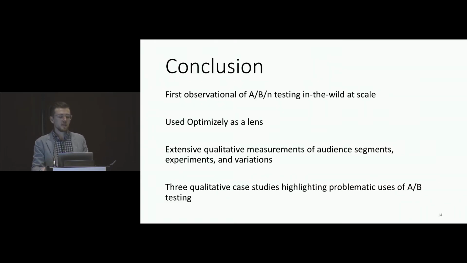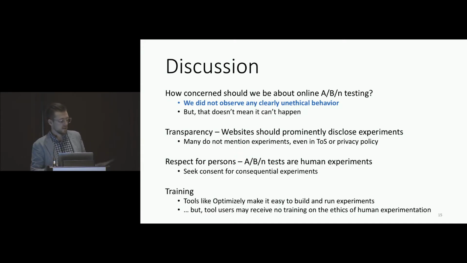So in conclusion, we were the first observational study of ABN testing in the wild. We used Optimizely as a lens, did some extensive quantitative measurements, and did a couple of qualitative case studies. We've got some discussion. The first thing I want to let you know is we didn't observe any clearly unethical behavior in any of these experiments, but that doesn't mean it can't happen.